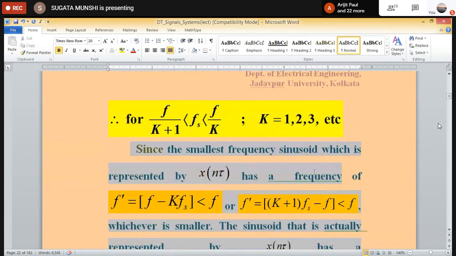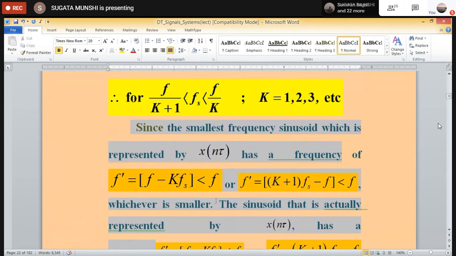I am still confining my attention to fs less than f. So for such a range, fs greater than 0 and less than f, if fs is greater than f divided by k plus 1 and less than f divided by k, where k can take on values of 1, 2, 3, etc. In this subrange, what will happen? The smallest frequency sinusoid, which is represented by x and tau, will be either f minus k fs or k plus 1 fs minus f, both of which are less than small f.